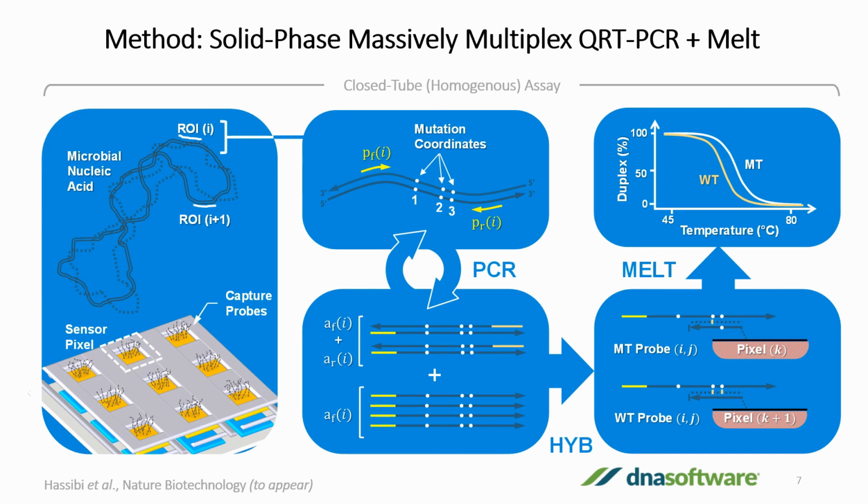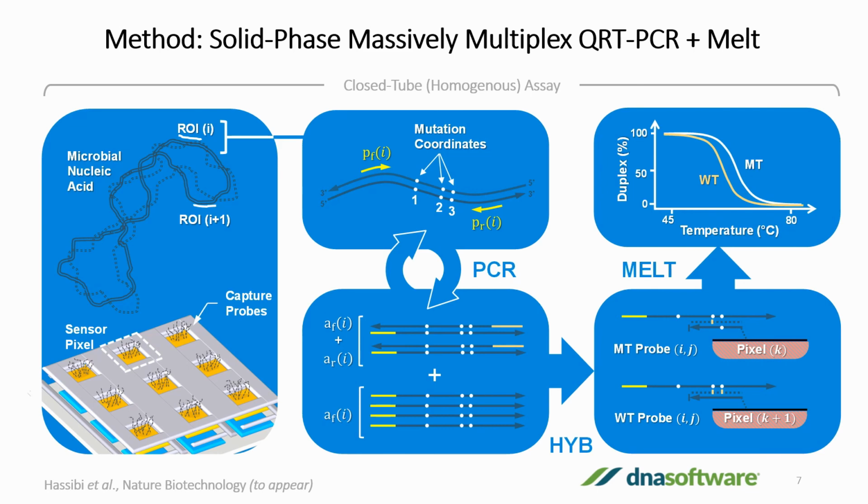So if you look at the middle, essentially what the system does is as follows. When I have the pool of the microbial nucleic acid in the sample, we perform multiplex PCR to amplify the regions of interest. There are many forward and reverse primers, up to 50 or 100, that might be concurrently present. We amplify all those regions of interest.